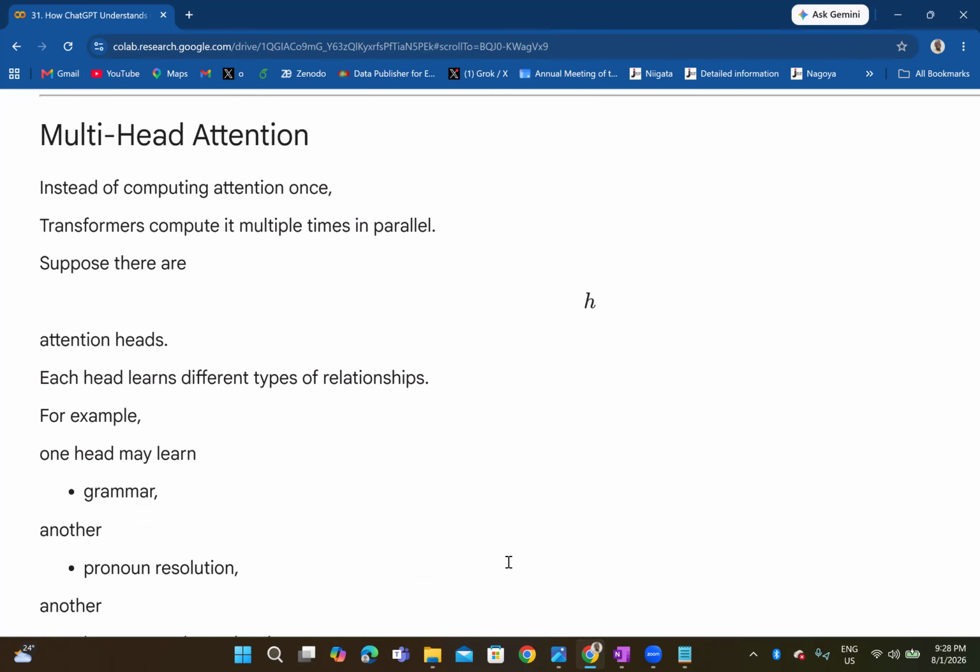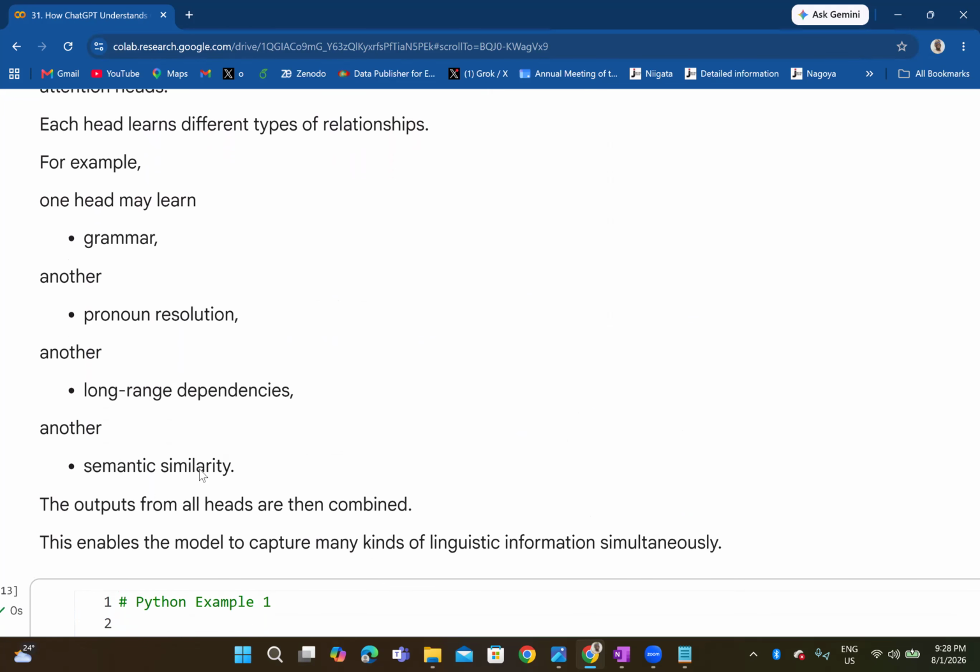Then we talk about multi-head attention, like we said in the previous video. Instead of computing attention once, transformers compute it multiple times in parallel. Suppose there are H attention heads. Each head learns different types of relationships. For example, one head may learn grammar, another pronoun resolution, another long-range dependencies, another semantic similarity.